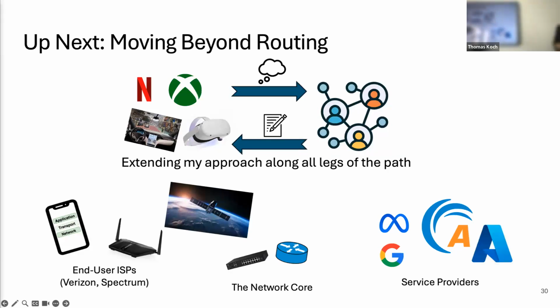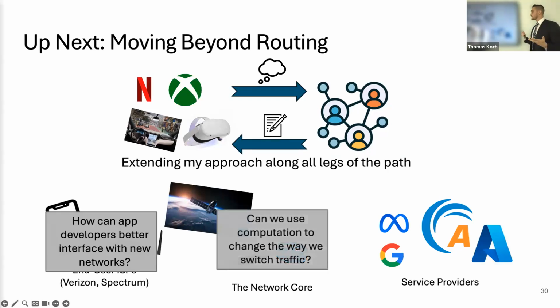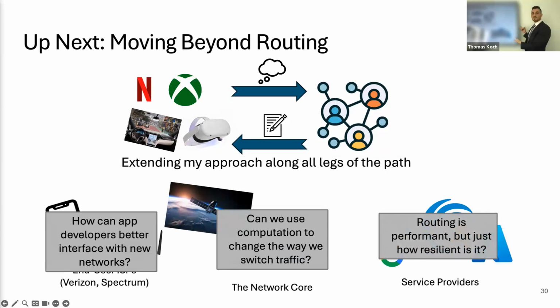For example, some questions I'm interested in answering are, how can application developers better interface with low-level network primitives in this era of new application requirements? Or can we use advances in computational hardware to change the way that we're switching traffic in the internet? Or can I use ideas like the ones I presented today to mitigate things like DDoS attacks?